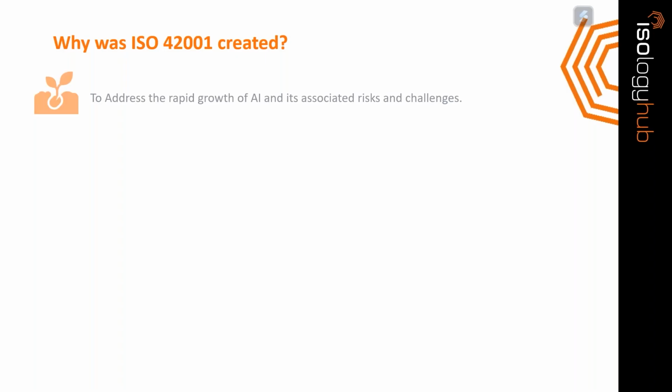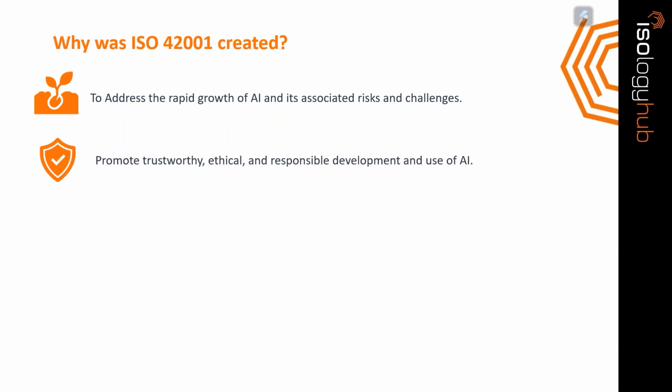So why was this standard created? Well, it's been created to address the rapid growth of AI and its associated risks and challenges. As I mentioned earlier, AI has been around for some time, but it's only in recent years that we've seen a phenomenal growth across all aspects of life, including business operations. So there is some skepticism about certain aspects of AI. So wherever there is a potential for negativity or weakness, that's where the standards come in to help to promote trustworthiness, the ethical use of AI, and also the responsible development and use of AI on a day-to-day basis.